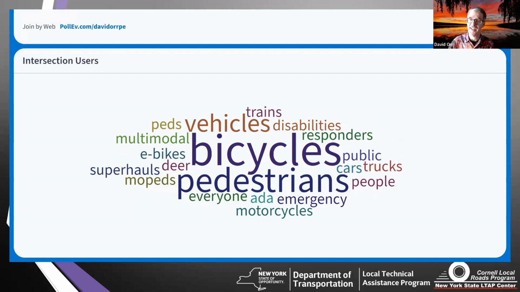I don't see a bus today. Last time we did this, people put down buses. So again, think about all of the vehicles that are using your particular roadway. And before you even start thinking about what you're going to do, you really want to go out and evaluate what you've got.